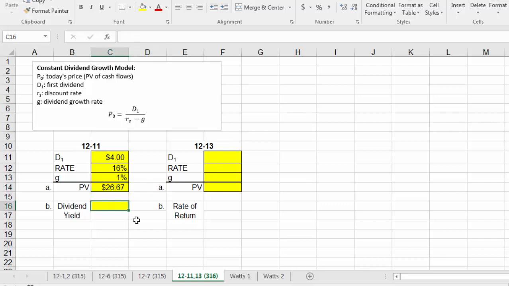$26.67. And then part B says, what is the stock's dividend yield? Well, it gives you the formula in the book, D1 divided by P0, which is D1 divided by present value, 15%.